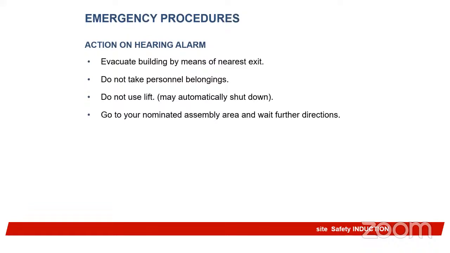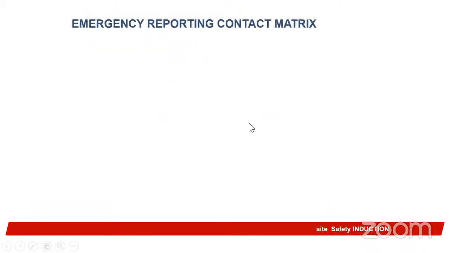Go to your nominated assembly area and wait for further directions. So you put your emergency report contact matrix here, maybe at this point. Like I said, I want to send this material to us. You put them there so that you tell them this person you call for this, this person you call for this, and they have it written down.